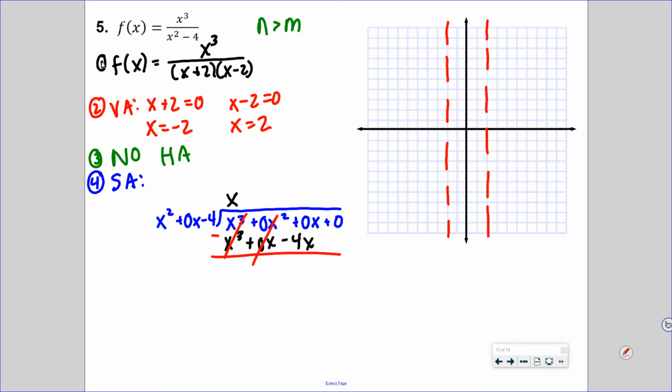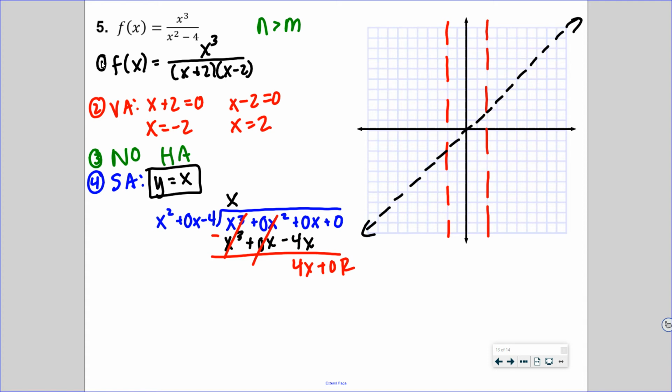Those cancel. Here we get positive 4x plus 0, which is my remainder. So my slant asymptote is just y equals x. The line y equals x. That is our parent function for linear. Goes right through the origin, slope of 1. I could have done this side a little bit better. I got a little flat. Slope of 1. There you go.